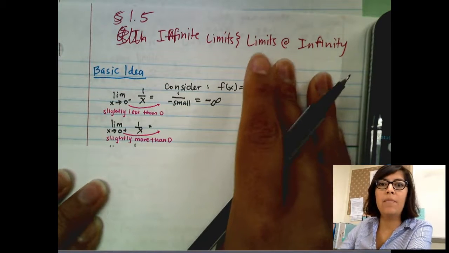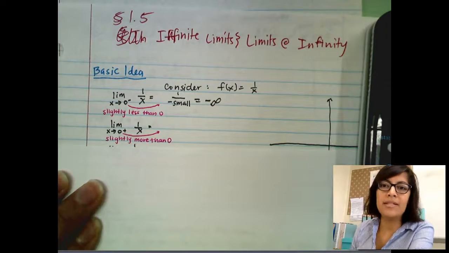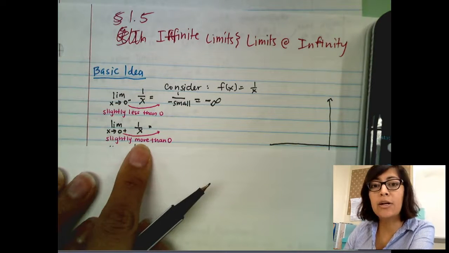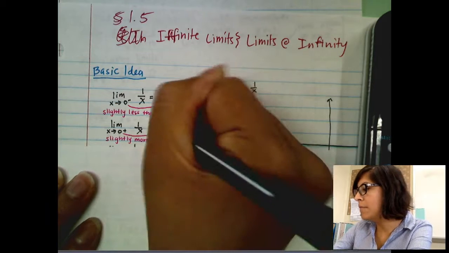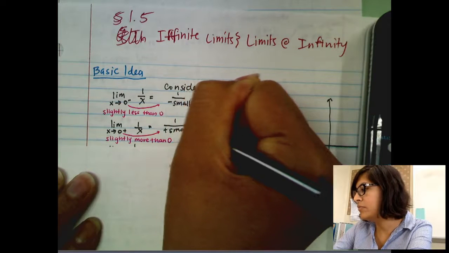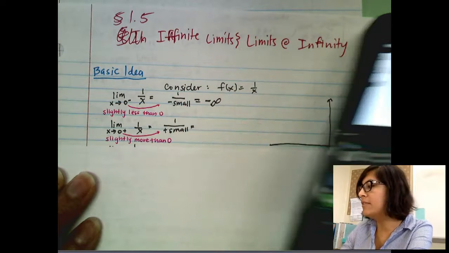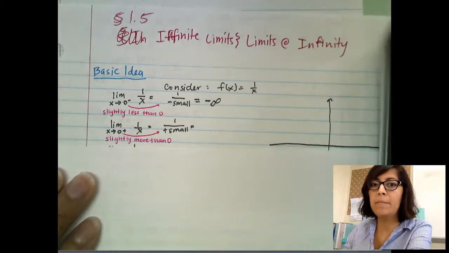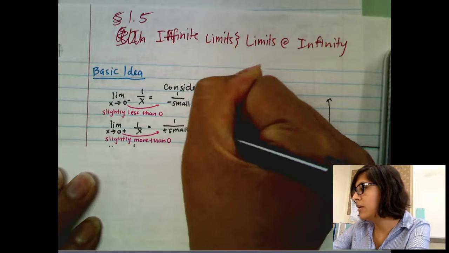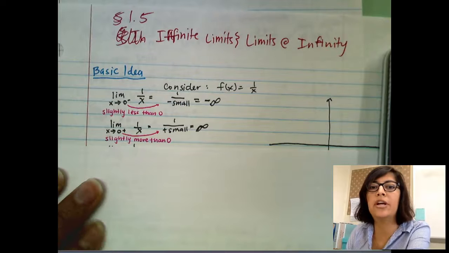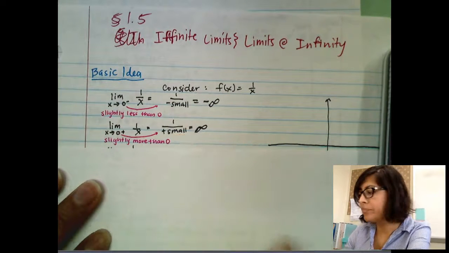Let's look at it from the right-hand side. Same idea, but this time we're looking at the right-hand side, so slightly larger than 0. This is going to be 1 over a very small positive number. If we have 1 over 0.000001, we get a very large positive number. So this number goes towards infinity. The smaller the number gets, the larger the fraction will be.